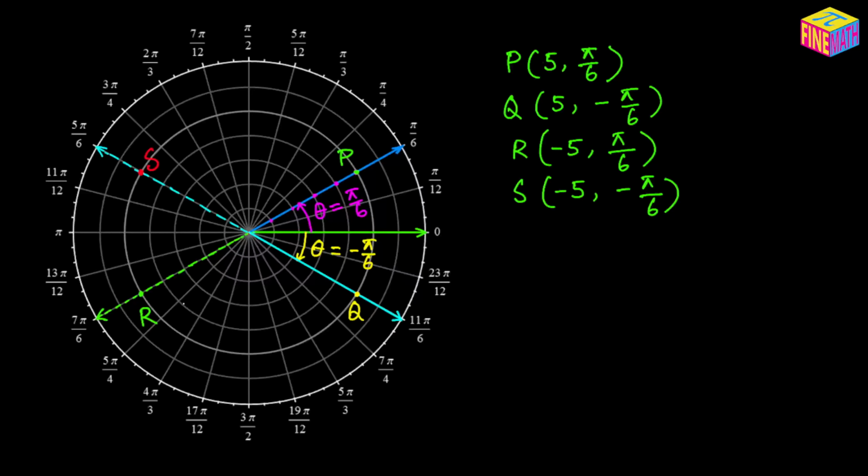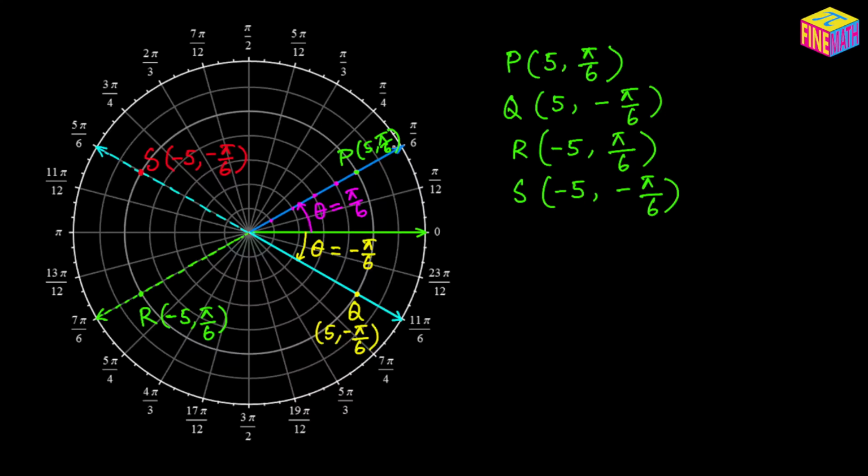And let me also write down their coordinates. So S's coordinates are negative 5, negative pi over 6, and R's coordinates are negative 5, pi over 6, and Q's coordinates are 5, negative pi over 6, and P's coordinates are 5, pi over 6. By plotting these 4 points, the concept of negative angle and negative r should be clear, right?